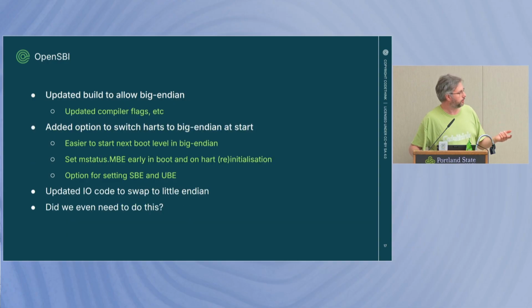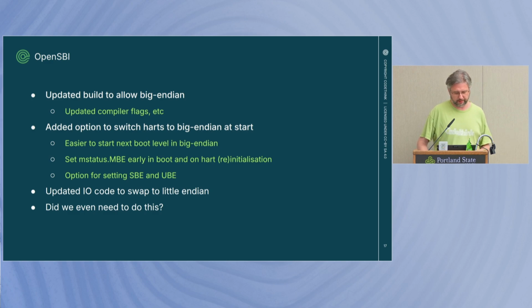So for OpenSBI, this is the monitor mode software, like a BIOS in your system. Really, it was a very little change. We updated the compiler flags, added a little bit of code to say, okay, now we need to swap. We need to set these bits for Big-endian in the various modes. So we had an option to say, okay, at startup, we're going to switch to Big-endian, and we'll switch everybody else to Big-endian while we're at it, because we didn't bother putting a call in to switch the endianness.